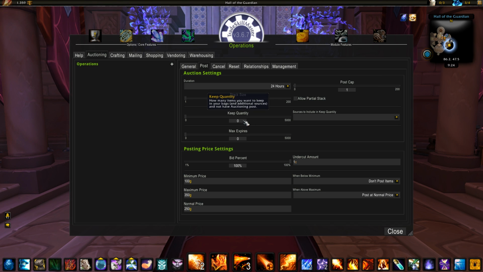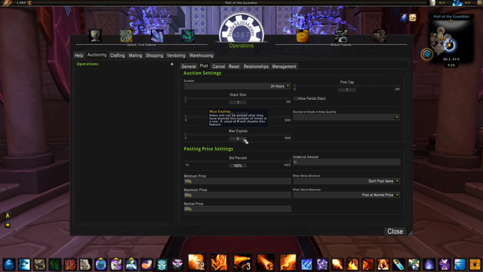And then for keep quantity, there might be some situations where you might always want to keep one of an item in your bags, like blacksmithing hammers, spanners, and different things that you need to have in your bags to craft stuff with your professions. You might be selling them on the auction house, but you still need to keep one in your bags. That's a really good feature. And then you have some options for what you want to include in your keep quantity. You can allow a partial stack if you want.